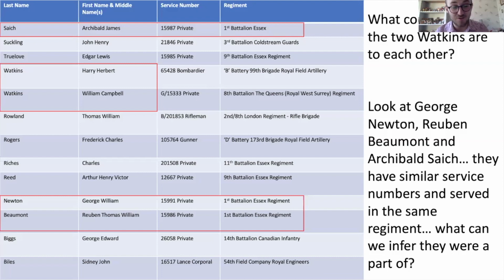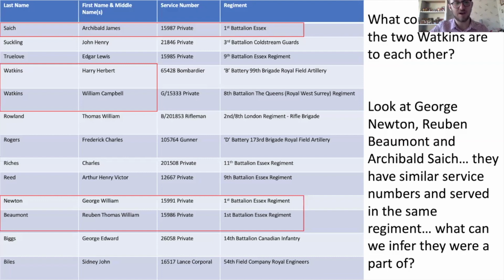They're serving in the same regiment, so we can probably infer, right, they were part of a pals battalion. They were probably all mates from Purfleet who signed up to fight in the Great War together, and unfortunately all died possibly in the same battle. We're not sure yet. We don't know when they died. We don't know any of that. So we need to find out that information.